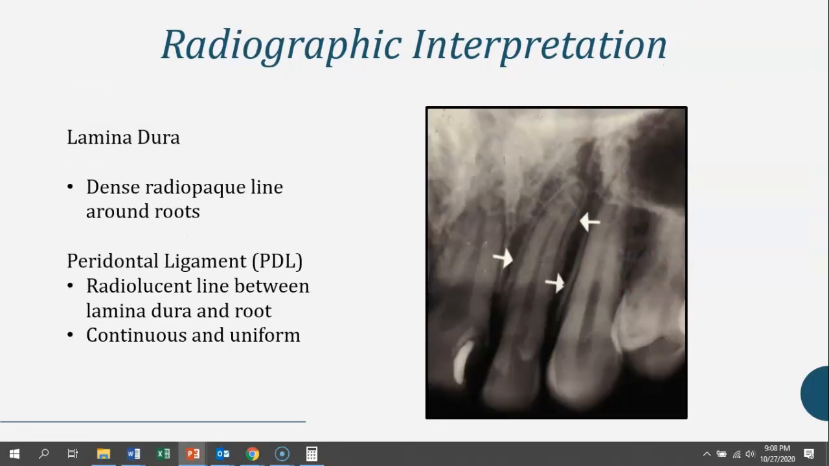All right. So the lamina dura, that is a very radiopaque line that surrounds the root. You can kind of see it all the way around here, and here. So just keep your eye out for that when you're looking at radiographs, if you can see the lamina dura. The periodontal ligament is this radiolucent area just between the root and the lamina dura. It's the periodontal ligament or the PDL. Radiolucent line between the lamina dura and the root, continuous and uniform.